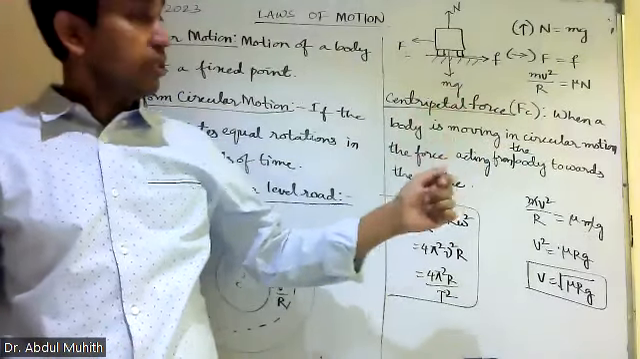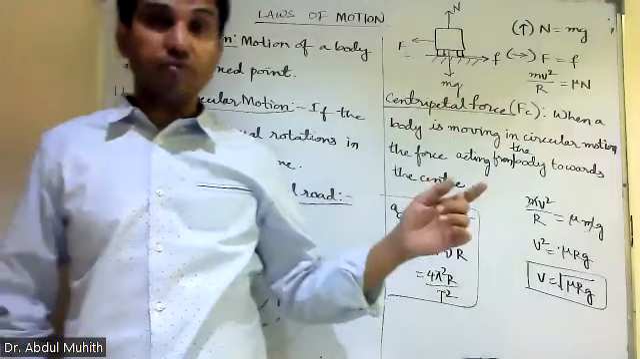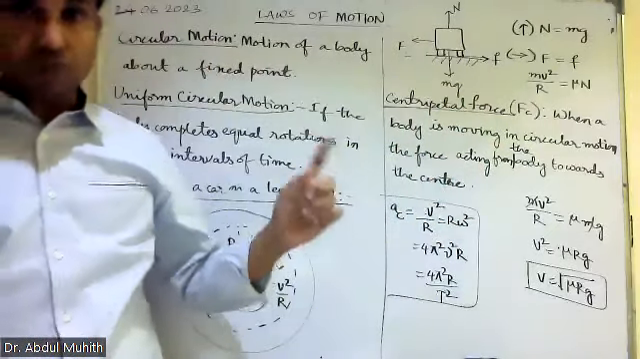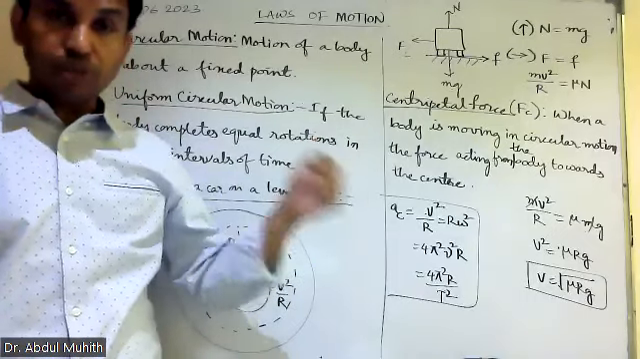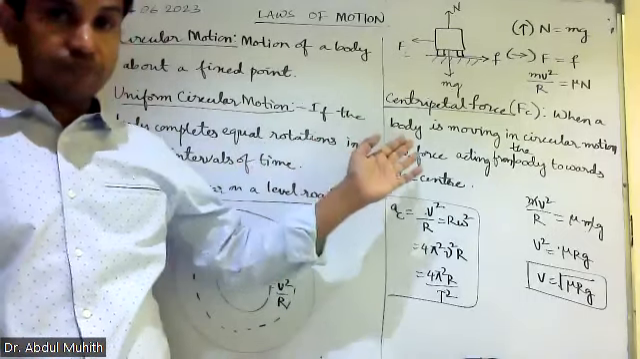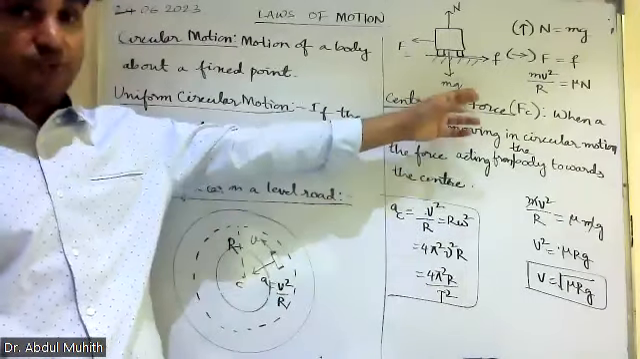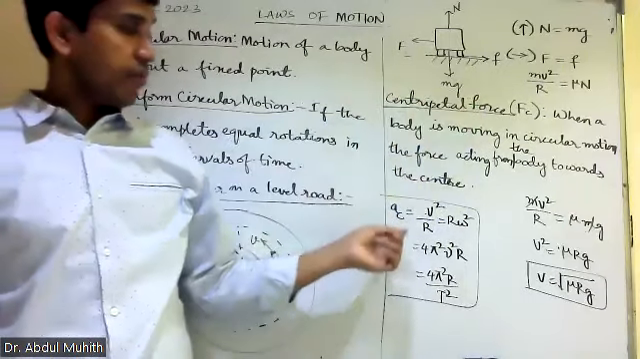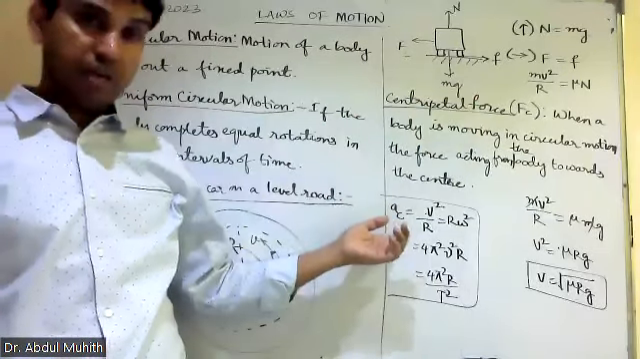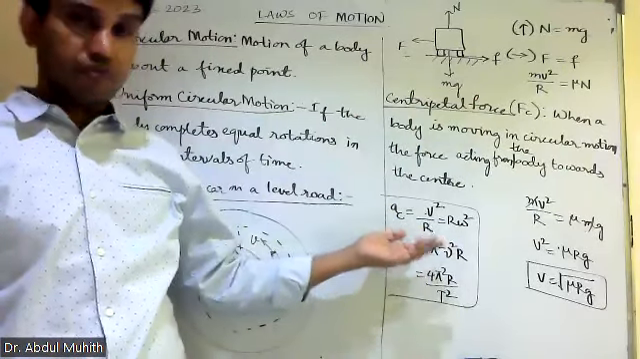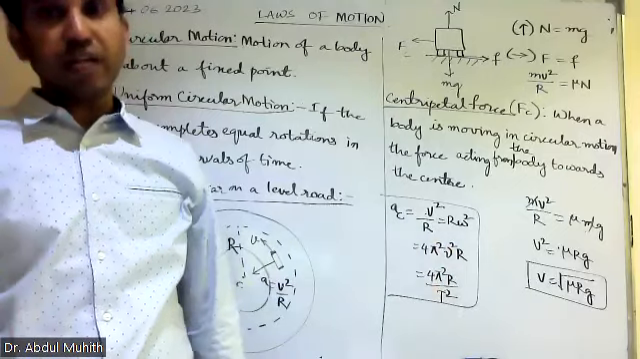What is capital F here? Centripetal force. What is centripetal force? When a body is moving in a circular motion, the force acting from the body towards the center is said to be centripetal force. So the formula is F equal to mv square by r. From where did we get a? We got it from the last chapter, motion in a plane: a is v square by r or r omega square. These are the formulas of centripetal acceleration.